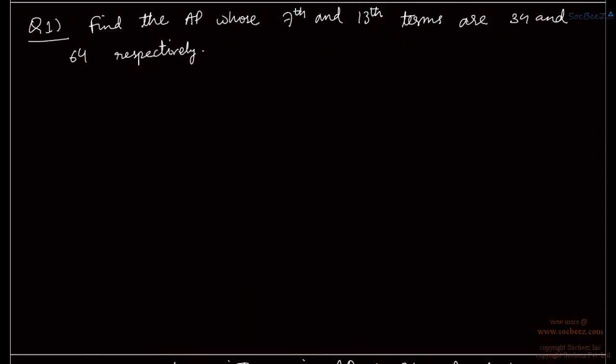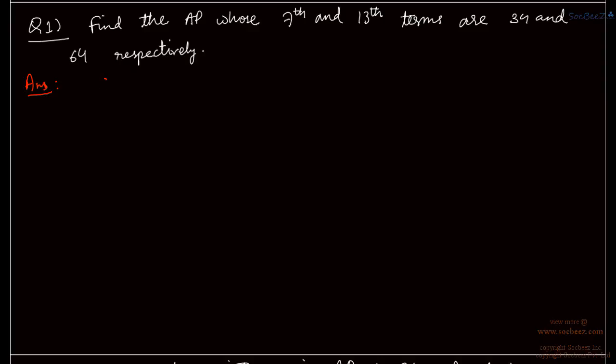Hello friends, welcome back. So now we'll be doing a few questions on progressions and series. The first question is, find the arithmetic progression where 7th and 13th terms are 34 and 64 respectively. Okay, so this is just a warm-up question.